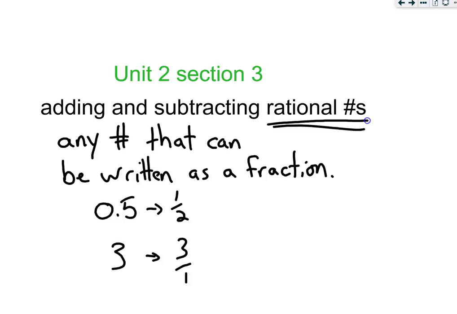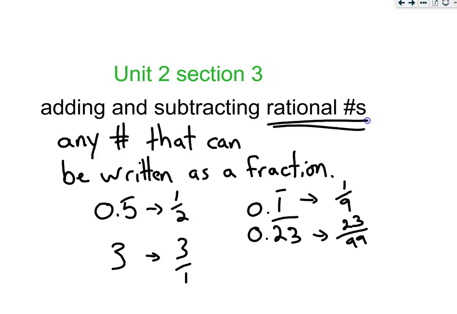Another one that some people forget about sometimes is repeating decimals, ones like 0.1 repeating forever and ever. These can be written as fractions if you remember the pattern or the rule that it's just that digit over 9. Another example is 0.23 repeating. Notice 2 and 3 are both repeating, so there are 2 digits repeating. So you just say 2 digits over 2 nines. It is the exact same idea.